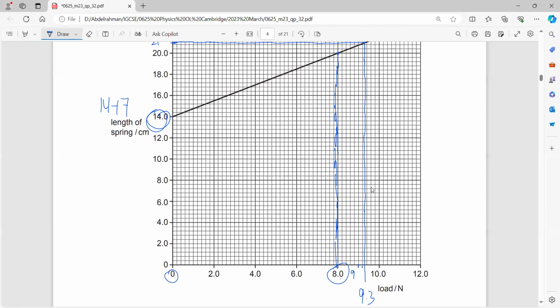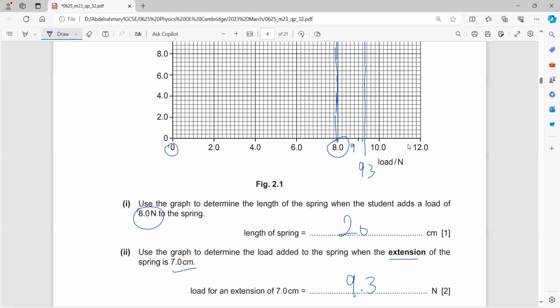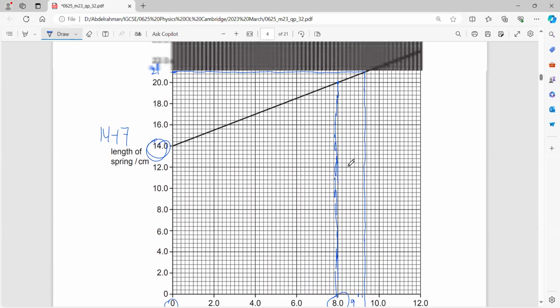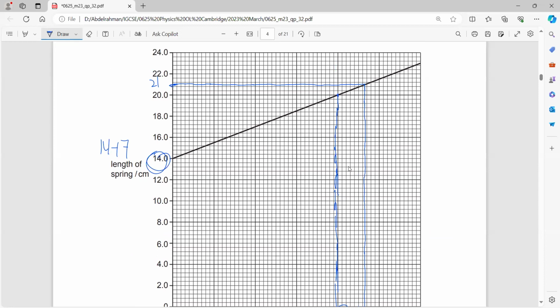When I apply force on the spring, what happens to the spring? It starts to extend. It starts to increase the length. This increase in length, the extension of the spring is now 7. What do I mean by the extension? Originally, it had a length of 14. It will increase the length by 7 centimeters. Therefore, you have to add 14 plus 7. So 14 plus 7 would be 21. From the graph, 21, okay? You'll draw a horizontal line from 21 and then a vertical line, and then you will reach 9.3.